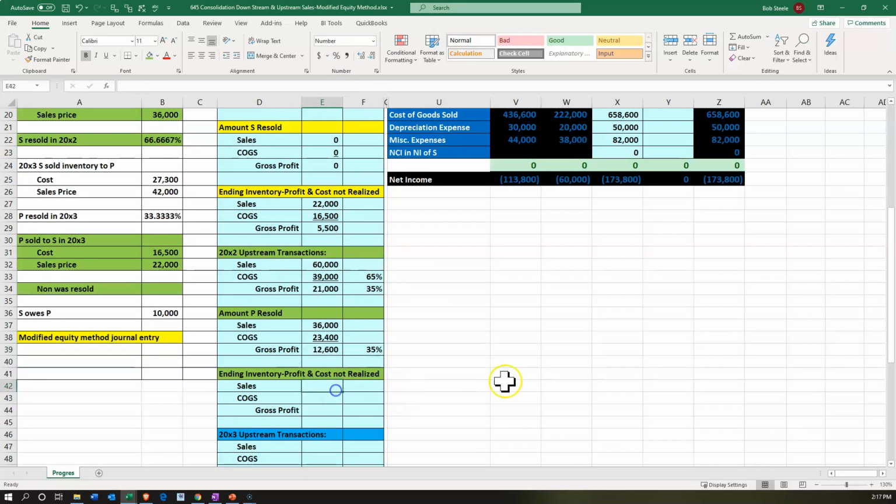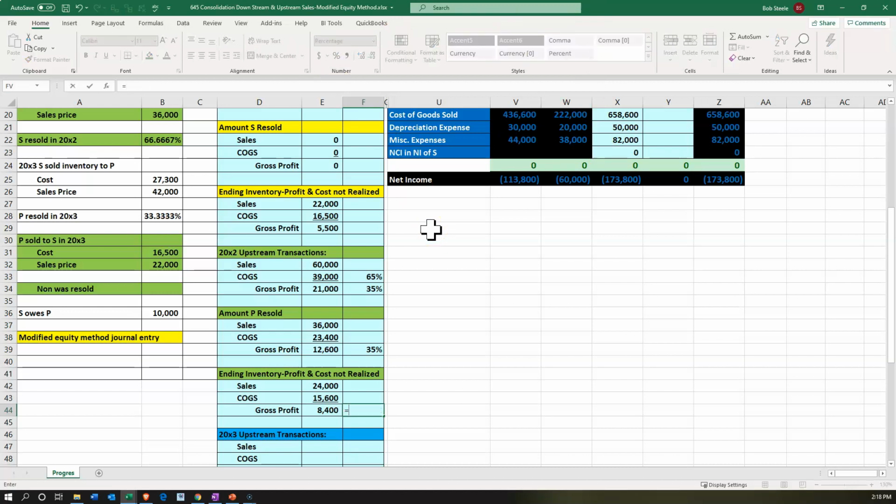Now let's subtract this out, and what's going to be left in ending inventory of the amount that was originally the intercompany sale, resold 36,000. Cost of goods sold, we're going to say that's the 39, and then we resold the 23.4 of it, subtracting those two out. There we get that. If we take a look at that gross margin percentage, just to check that one out, we should get the same percentage. This equals the 8.4 divided by the 24. There it is, 35%. So there we have that.